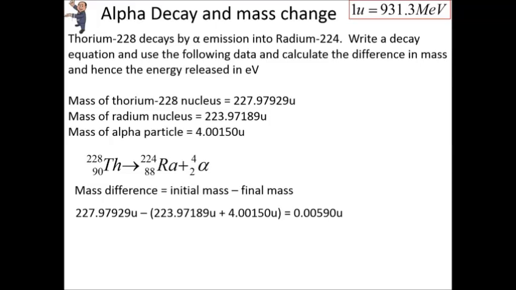Then we can use our conversion, so 0.00590 U times 931.3, our conversion up here, which gives us 5.49 mega electron volts. Okay, so that's the difference in mass first and the energy released in electron volts, or mega electron volts as we've done it there.